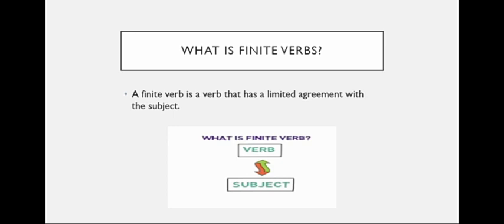A finite verb is a verb that has a limited agreement with the subject, which means finite verbs are those verbs that go into agreement with the subject. Now remember, when I say the word agreement, in our previous video lesson, we did a topic on agreement of the subject and the verb. The verb has to agree with the subject in terms of number, person, and tense. So this topic is also an extension of the agreement of the subject and the verb. I hope that you will not find any difficulty understanding this topic.